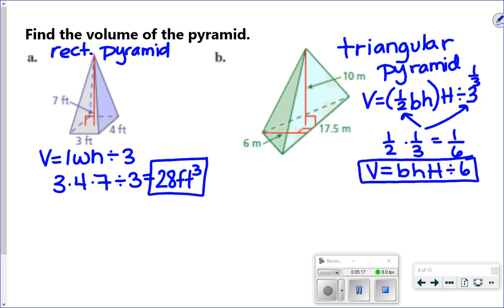Okay, so now I'm going to look at my picture. I'm going to get the numbers for my base and height for my base and the height for the whole shape. And then I'm going to multiply them and divide by 6. So I have 6 and 17.5 and 10. And then I'm going to divide by 6. If you want to think about that times 6 divided by 6 canceling out, you could. Our final volume for this one is going to be 175 meters cubed.